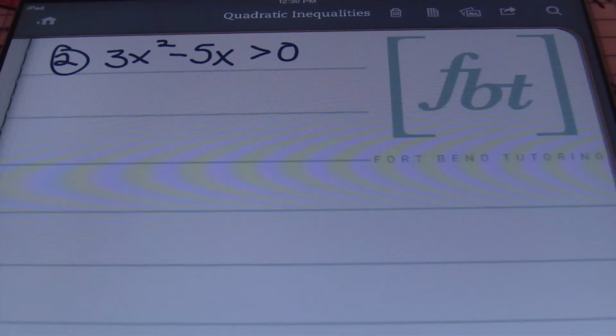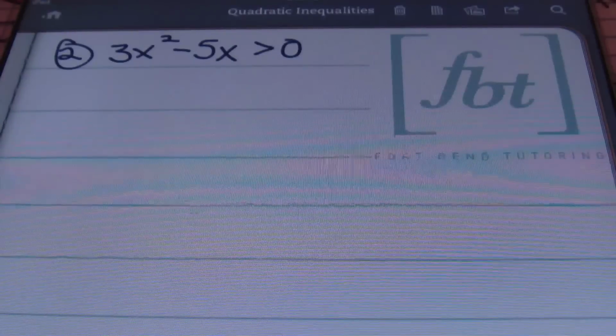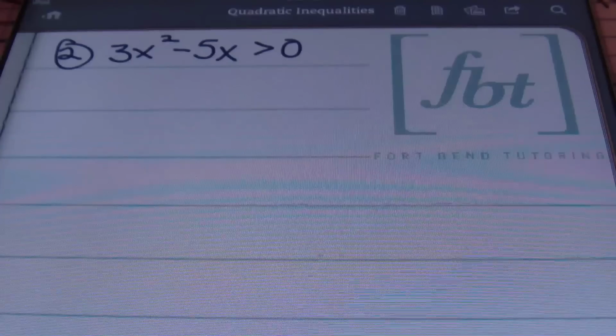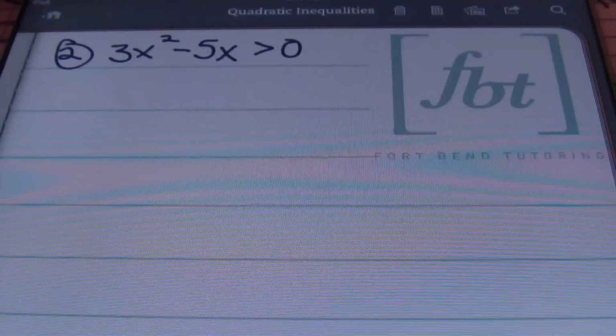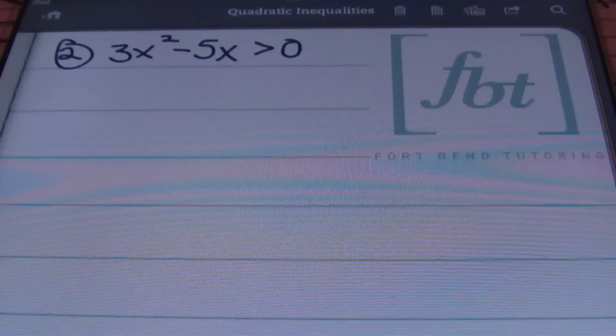In our next example, we have problem number 2. We have 3x squared minus 5x is greater than 0. So what I'm going to do in this problem here is, first of all, I want to have everything set to 0. It is. And I want to have this factored, all right?